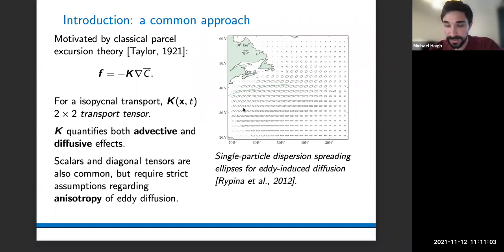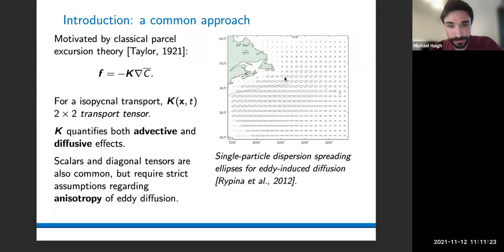So what I mean by anisotropy is the idea that the magnitude of eddy diffusion, which is a part of the eddy transport, I'll go into some more details later, has a dependence on direction. So this is the idea that some particles will spread preferentially in some directions over others.